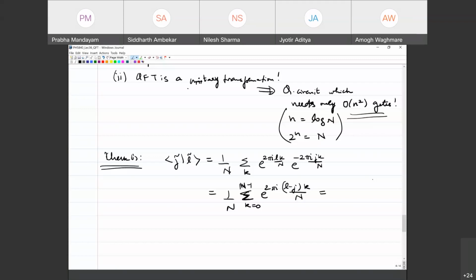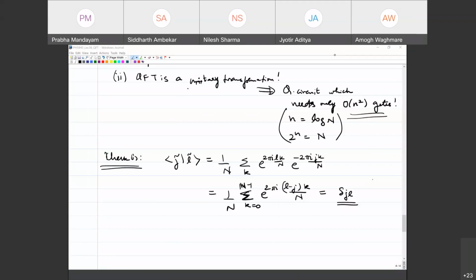Have you guys done exponential sums like this? Delta lj. Why? It's the sum of roots of unity. So it should be 0 if l minus j is not 0, and if l minus j is 0, it just means a sum of ones. Correct. Okay, good. So this is exactly delta jl, which is what we wanted to show. I don't know who said that, Siddharth, is it? Or who answered? Sorry, I didn't notice. Amog, yeah, okay.